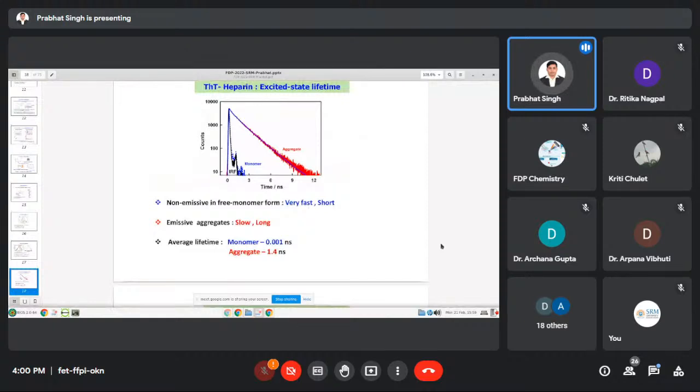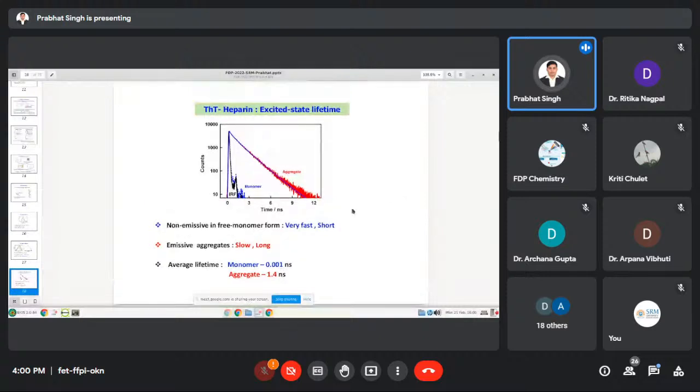Then I went for measurement of excited state lifetime. As you can see, the dye in the free form is decaying very fast, whereas when you put it in heparin, so that means when it is in the aggregate form, it is very slow. You see the emission goes up to somewhere around 9 to 10 nanoseconds, whereas the monomer is within the pulse. So the average lifetime goes from somewhere around 1 picosecond to around 1.4 nanosecond in the aggregate, very slow. So there's a very large modulation in its excited state lifetime.